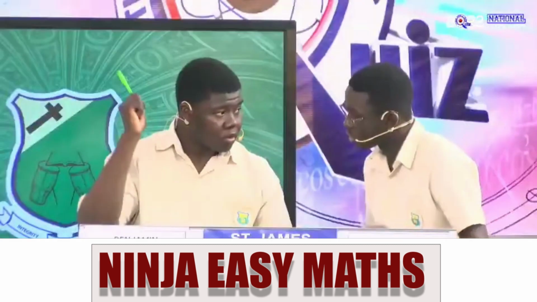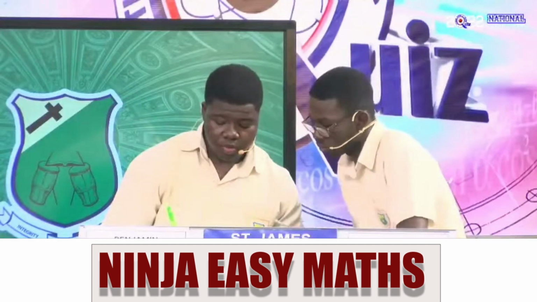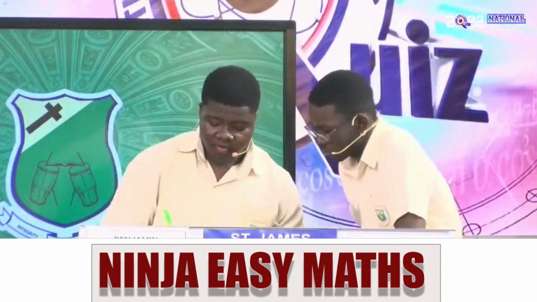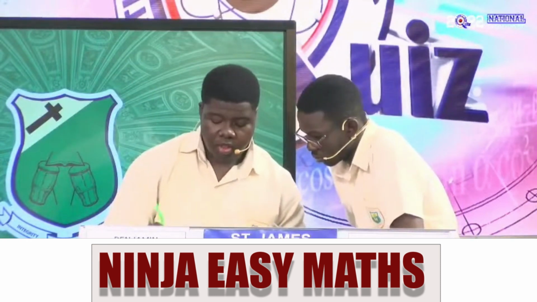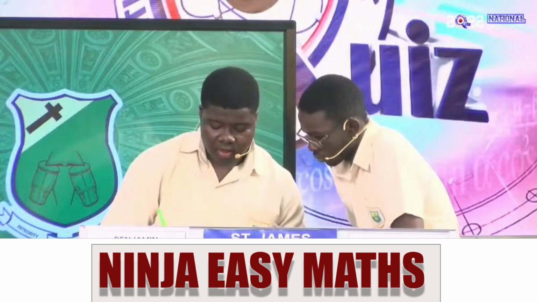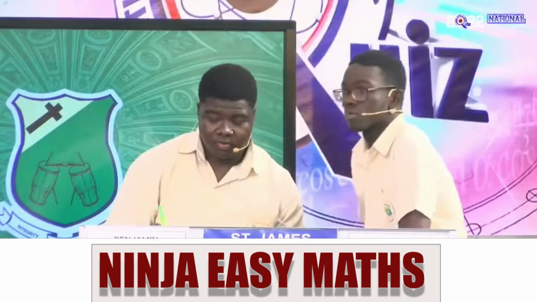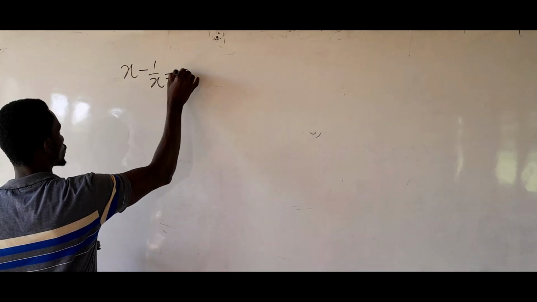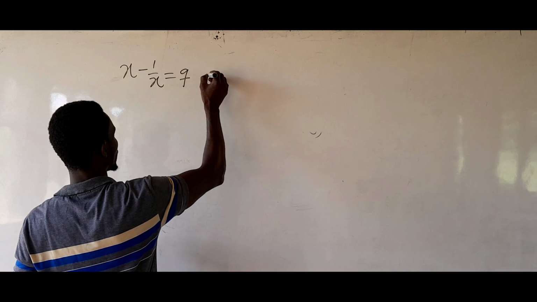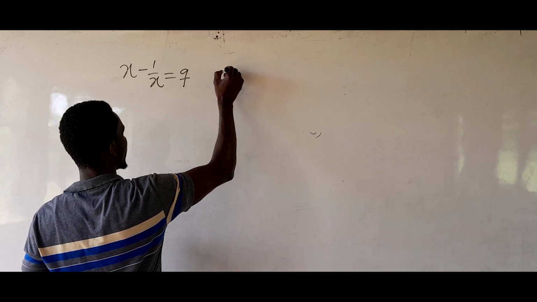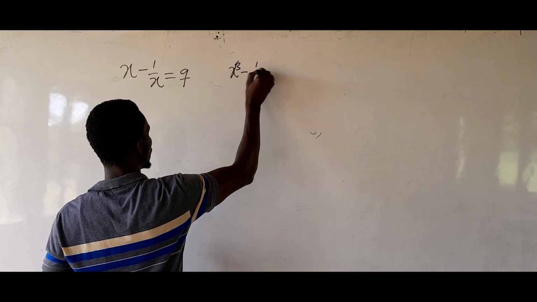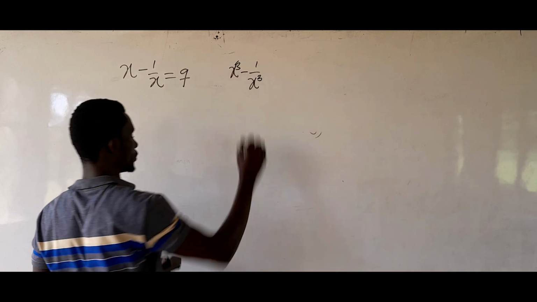Aram. Go ahead. We have q cubed plus 3q. Yes. x minus 1 over x is equal to q. Then you find x cubed minus 1 over x cubed.